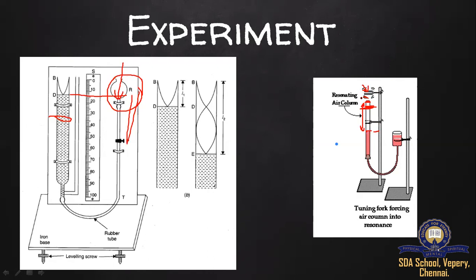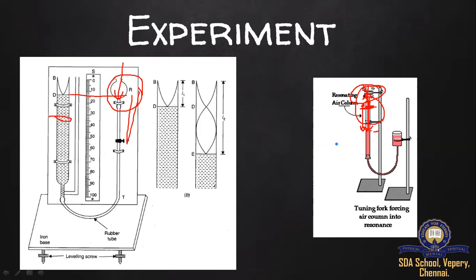At one point, the sound of the tuning fork will be so high that even a person standing 2 or 10 feet away from me will be able to hear it. What happens? This tuning fork has a natural frequency, and the air column will also reflect a sound, which will also produce a frequency. So when they both match, the sound that is produced by the tuning fork increases.